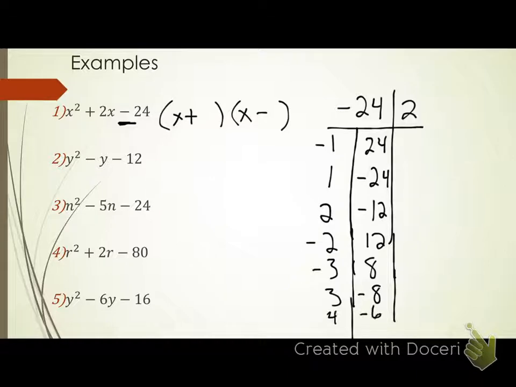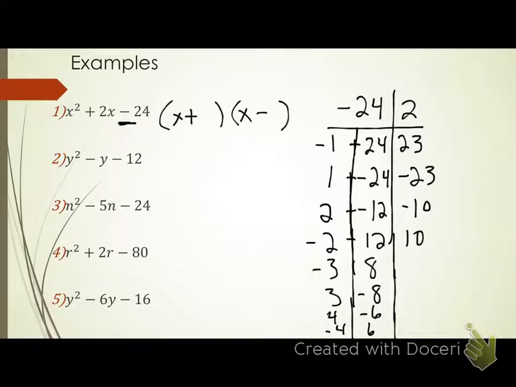Negative 4 and positive 6. And is that all of them? That is all of them. So now let's start adding across. So what's negative 1 plus 24? 23. 1 plus negative 24. Negative 23. 2 plus negative 12. Negative 10. Negative 2 plus 12.